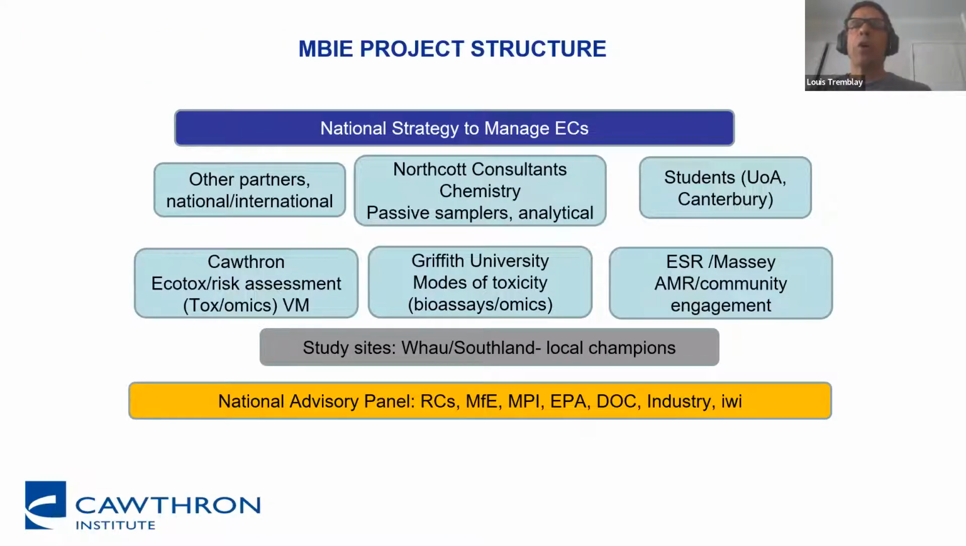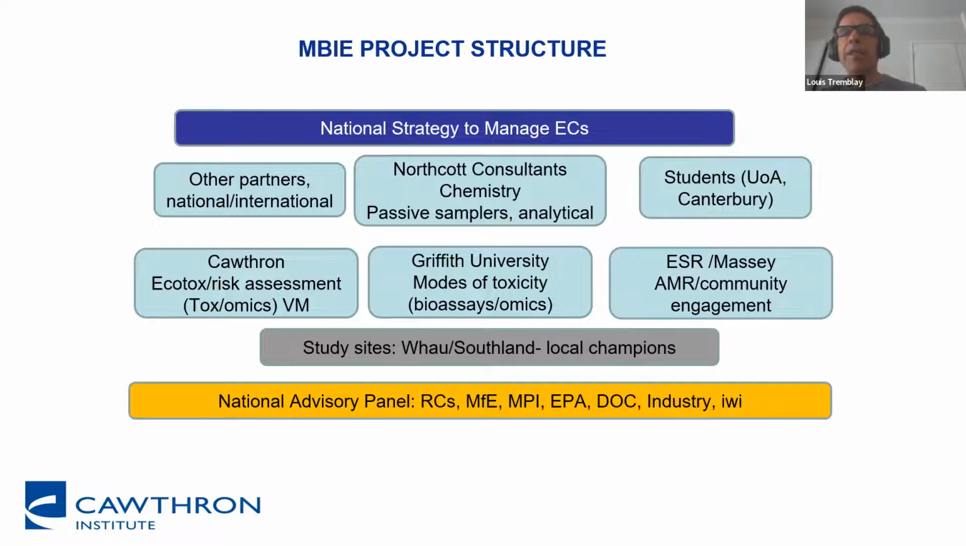So just to give you a quick overview of the structure. Here in the light blue, you have all the research organizations and the particular expertise that they're contributing to the project. And then here in the gray, you have the two study sites. Jinny mentioned that we're also working in Southland. So the Whau is the area where we're working with tangata whenua and in partnerships with regional councils. And also, we really want to reach out to the wider community. And this is why this activity is part of it.